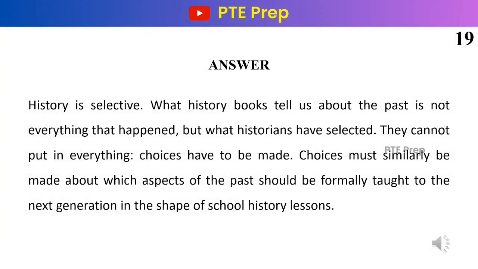History is selective. What history books tell us about the past is not everything that happened, but what historians have selected. They cannot put in everything. Choices have to be made. Choices must similarly be made about which aspects of the past should be formally taught to the next generation in the shape of school history lessons.